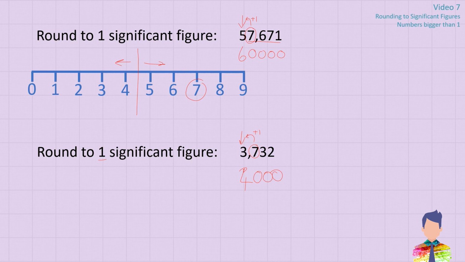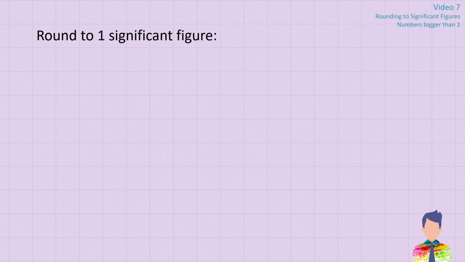Let's have a look at a few more examples. Still rounding to one significant figure. Again, 6 here is the first number of significance in this list. So we're looking to lose these again. We look at this number. It is below that 5, so we can just replace that with a 0. So this would become a straight 6 million when rounded to one significant figure.